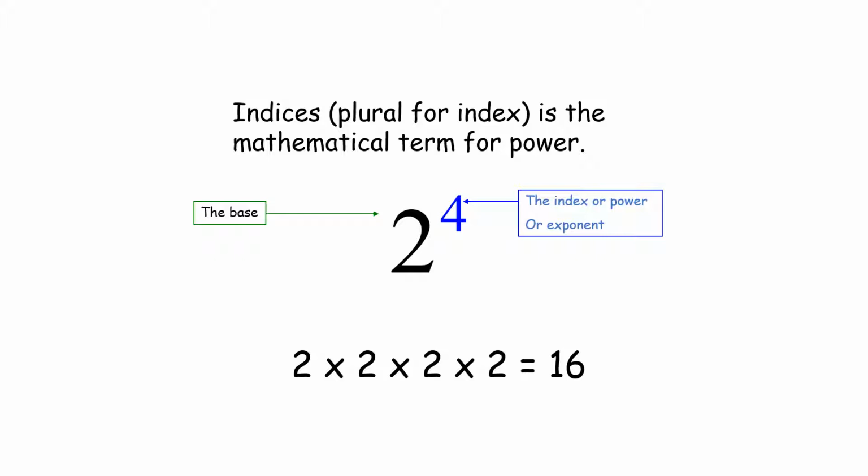So 2 to the power of 4, what that actually means is 2 by itself 4 times. So 2 by 2 by 2 by 2. So you will get 16 if you multiply 2 by 2 by 2 by 2. 2 to the power of 4 can also be put in directly into your calculator.